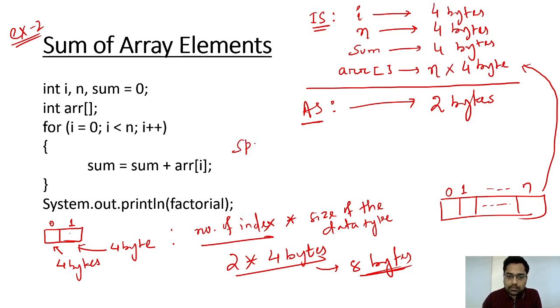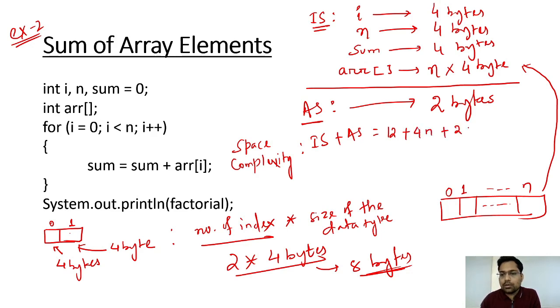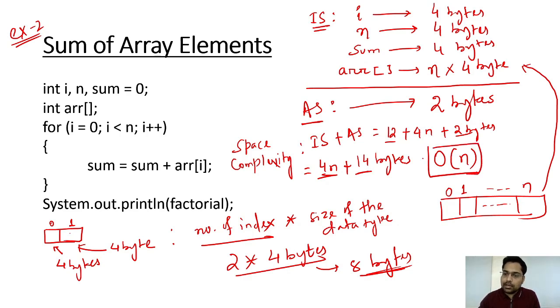Now space complexity will be is plus as, which is 12 plus 4n plus 2 bytes. Okay, so in general it is 4n plus 14 bytes. Okay, so 4n and 14, 14 is constant, 4n is where n is getting in, so total space complexity is big O of n. You can write it, it is a correct answer.